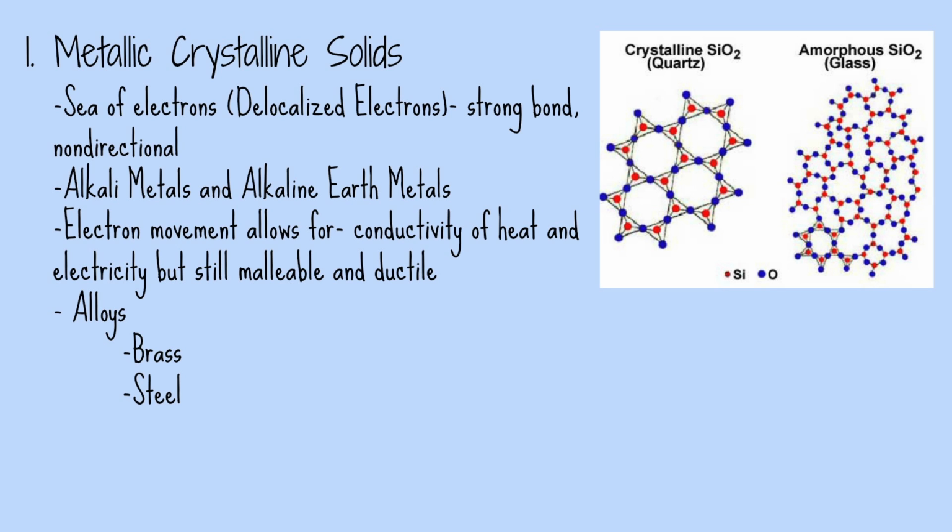Brass is a substitutional alloy, meaning some metal atoms replace other atoms of the same size. Steel is an interstitial alloy, meaning smaller atoms fill the holes the larger lattice atoms form. This picture depicts crystalline solids in a structured symmetrical formation. The right picture shows an amorphous solid, which is shown later in the presentation.